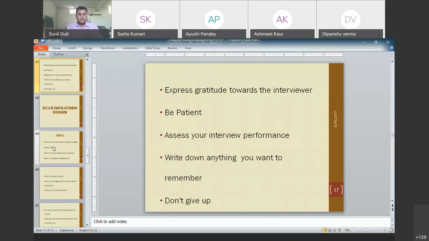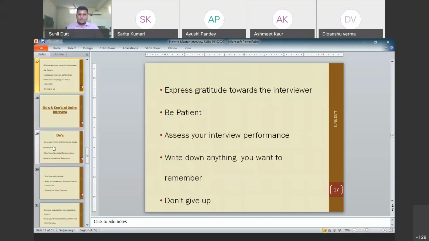Then, of course, you need to write down anything you want to remember. Many a time, some points of general knowledge, something of value which you will need in the future as well. So you need to jot down all those points. Then, of course, don't give up. You should not give up if you did not fare well in the interview. No doubt, everybody fails. Failures are the stones over which we can build our success.